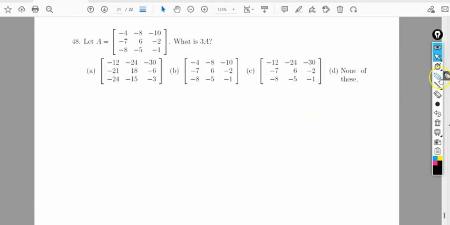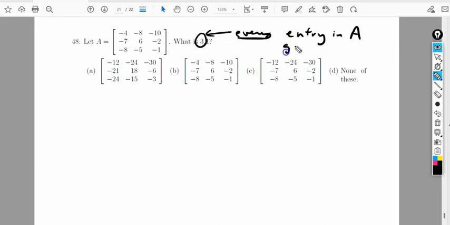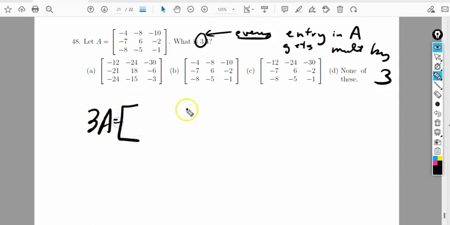If you take a matrix and multiply it by a number, then every entry in A gets multiplied by 3. So again, let's pick one that's different if we can. All right, well, so 3 times A will also be a 3 by 3. And so what's that one going to be?